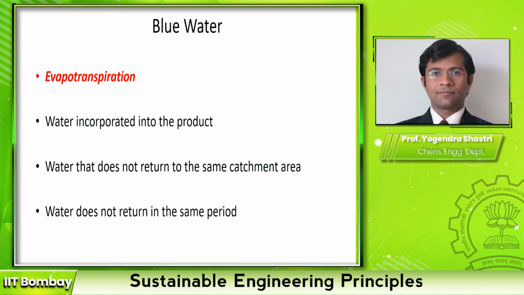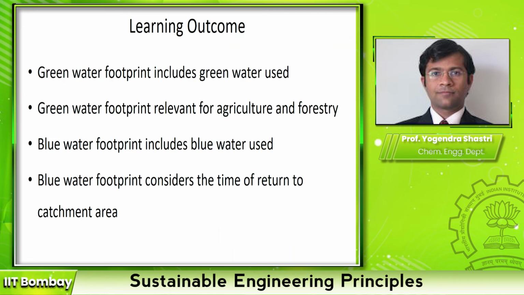Secondly, also if the water does not return to the catchment area in the same period, then also it is considered a part of the blue water footprint. So the important learning outcomes of this module are: green water footprint includes green water used. It is mainly relevant for agriculture and forestry. Blue water footprint includes water that is used from surface and groundwater compartments. And there is a concept of time of return to the catchment area which needs to be considered when you are calculating blue water footprint.